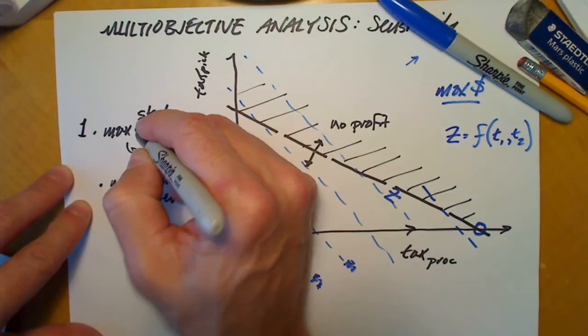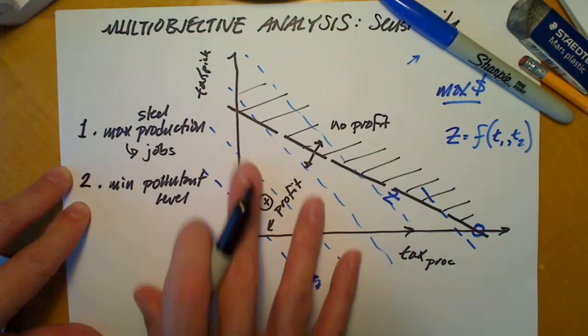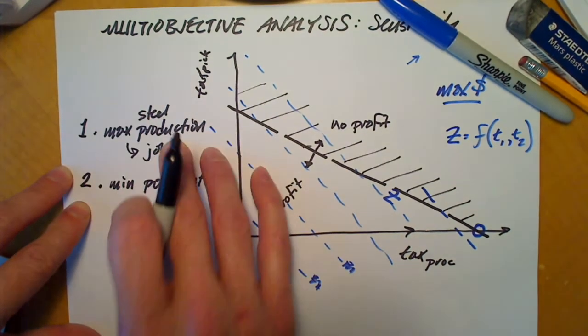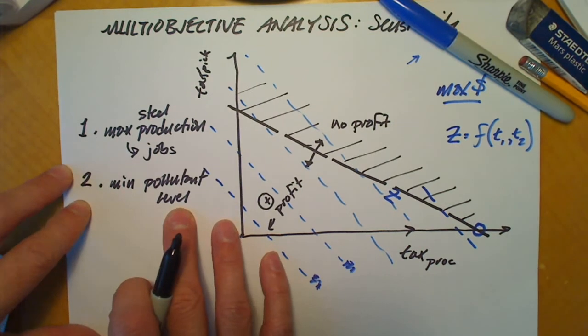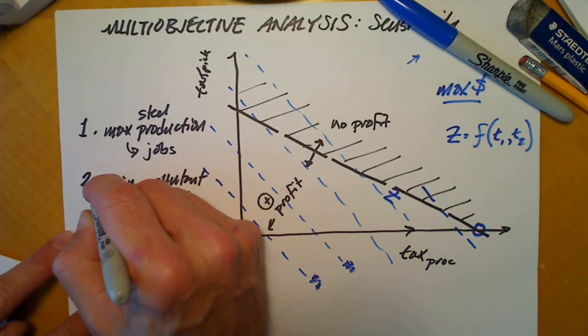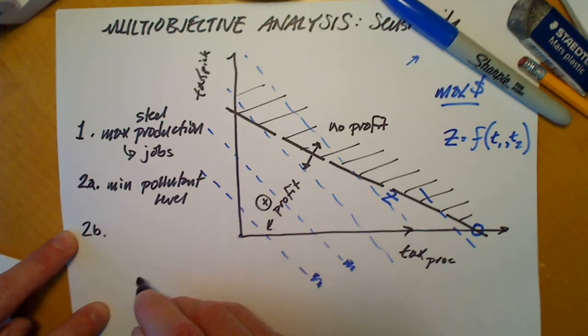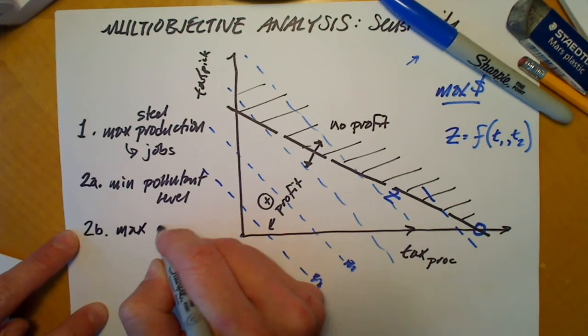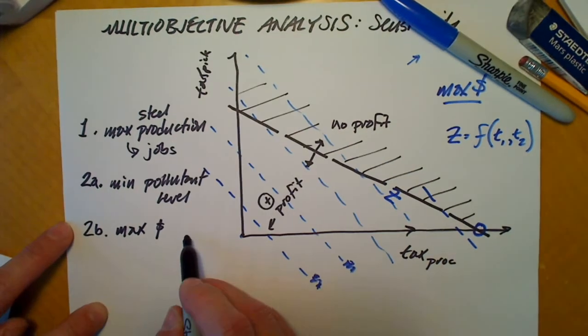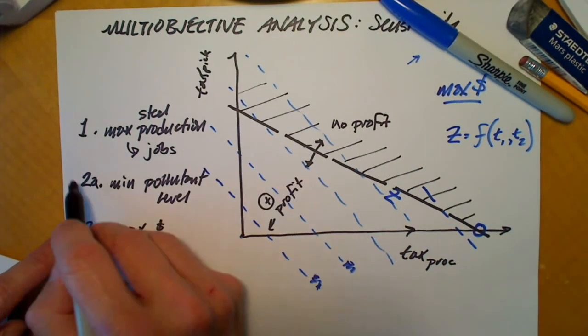Choose this as the first objective and then change the variables around, keeping this as a constraint so that they can achieve the second objective. If this isn't the objective that you like, we'll call that 2A, you could choose 2B. Only after they maximize jobs, only then would they choose to maximize revenue.